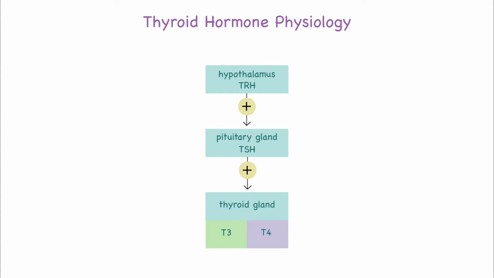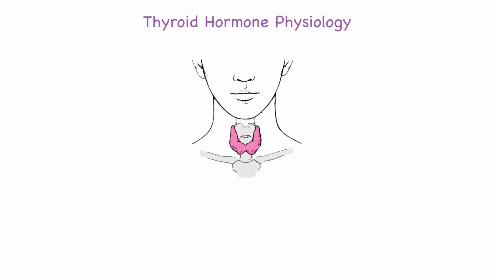Now, when we have high TSH, this means that we don't have enough T3 and T4. But if we have low TSH, this means we have high T3 and T4, and it's telling the thyroid gland that we don't need to make more. But how are T3 and T4 formed? They are formed inside thyroglobulin, which is a large glycoprotein synthesized within thyroid cell.